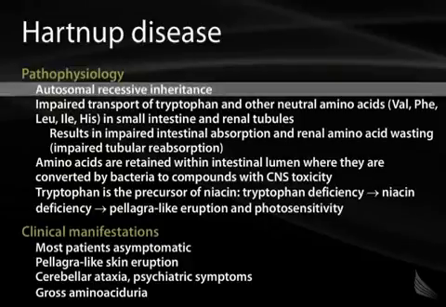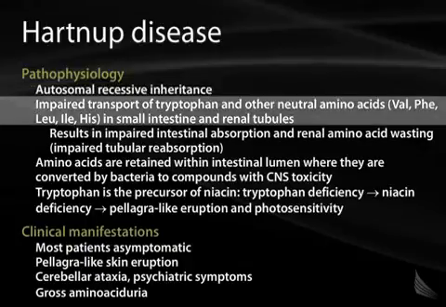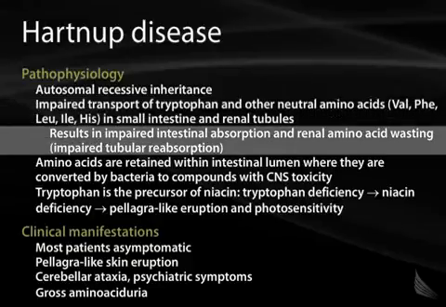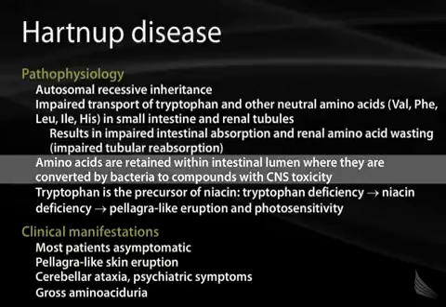Hartnup disease is an autosomal recessive inherited disease. There is impaired transport, both in the renal tubules and in the small intestine, of tryptophan and other neutral amino acids, such as valine, leucine, histidine, etc. This results in impaired intestinal reabsorption as well as aminoaciduria. Because of the defects in transport, amino acids are retained within the intestinal lumen. Bacteria present in the intestine can break down these amino acids and form substances that are toxic to the central nervous system, which are reabsorbed. This is one of the clinical manifestations of Hartnup disease.